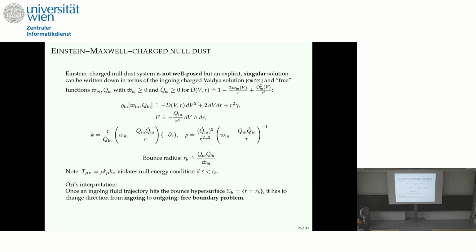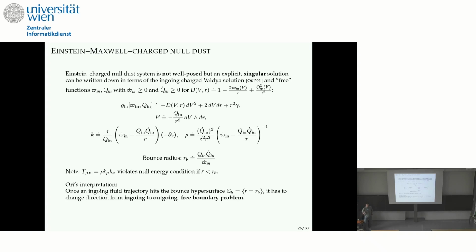So I don't want to go into details here, but what I want to say is that you should think that there's an ingoing fluid, which is ingoing with velocity k, and at some point something interesting happens, namely that this r is decreasing here. You remember that q and q dot are both positive. As r is decreasing, this term becomes bigger and bigger, and at some point k actually becomes equal to zero. Okay. So the fluid can stop.